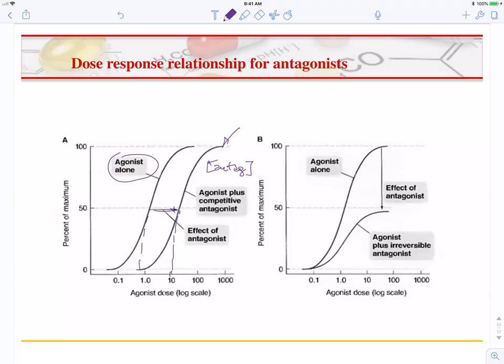Another situation that we can have is where the antagonist is irreversible, and so the effect of the antagonist is really to kill or disable the receptor. So we'll have a change in efficacy, whereas the potency will stay the same because what the irreversible antagonist is doing is simply diminishing the concentration of the receptors available. So the EC50 will be the same, right? It's just that what 50 is will change.